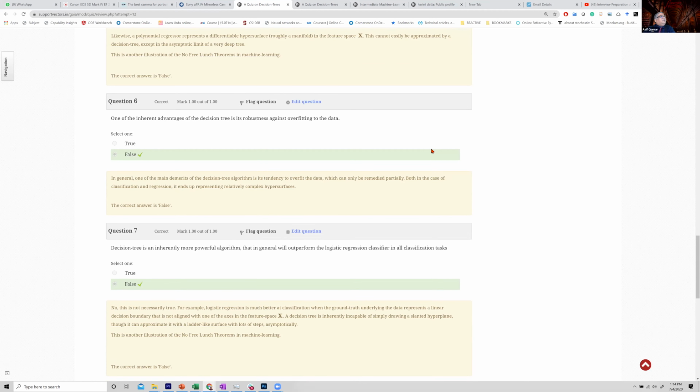The question was, one of the inherent advantages of the decision tree is its robustness against overfitting to the data. Right? In fact, it is one of the demerits of a decision tree. When decision tree came out, it overfit. People realized that it could fit to nonlinear data, like nonlinear surfaces or decision boundaries, and lines for regression, surfaces for regression, but it overfit. So they said, no problem, we'll prune the tree. And there was a huge set of activity creating smarter and smarter pruning and faster pruning implementations.